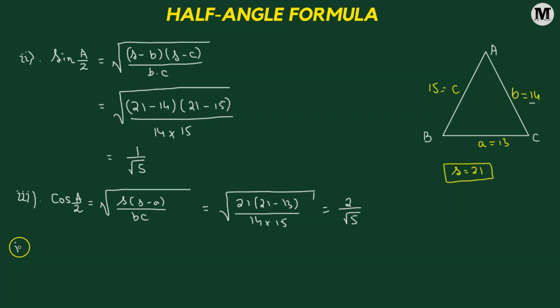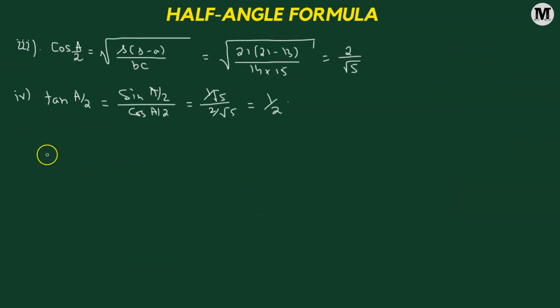Then going to the next problem, we need to find out tangent of A over 2. Since we already have sine of A over 2 and cosine of A over 2, we can take the ratio of sine to cosine, and that's going to give us the value of tangent of A over 2. So we have 1 over square root of 5 divided by 2 over square root of 5, which means this is equal to 1/2. That's the value of tangent of A over 2.